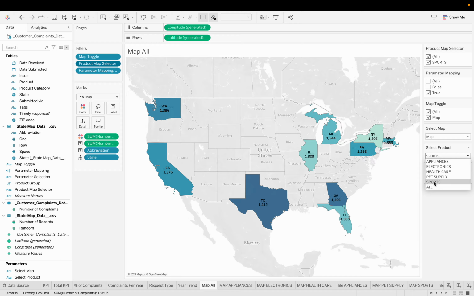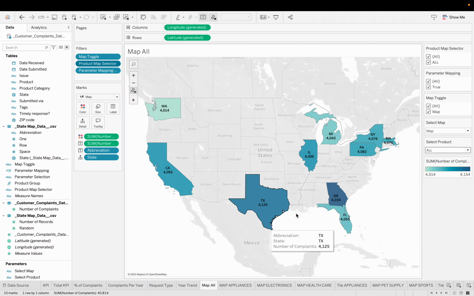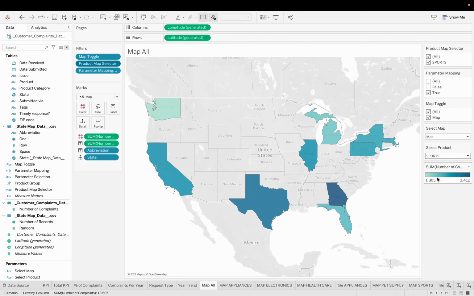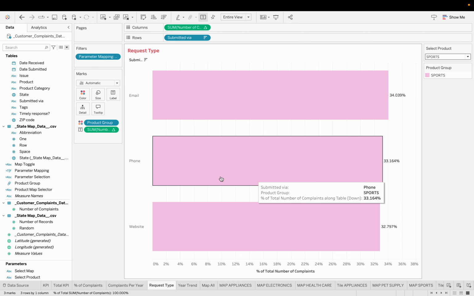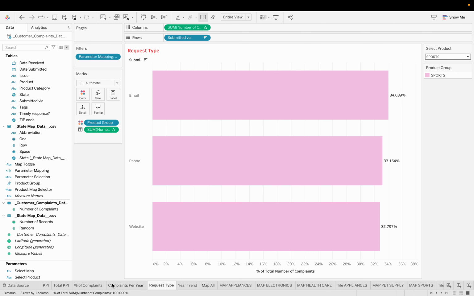And if you look at sports, you can see this has been the biggest driver. If you look at all, you could see how Georgia and Texas were leading. And if you look at sports, this could be the indicator that most of our complaints are coming from sports, and especially in Texas and Georgia, which is something we also noticed when we looked at the request type. So that is also something we can compare.